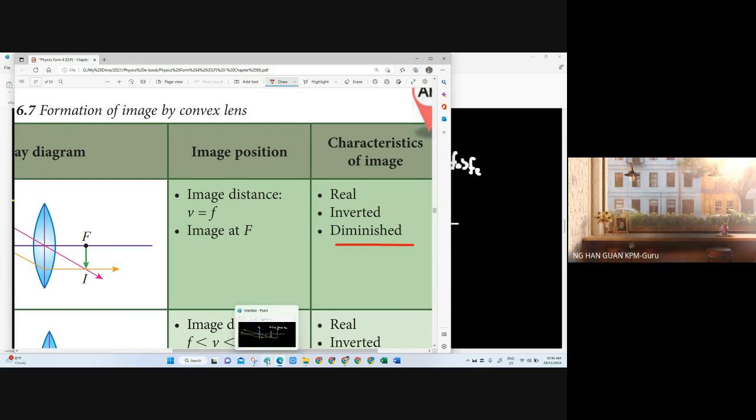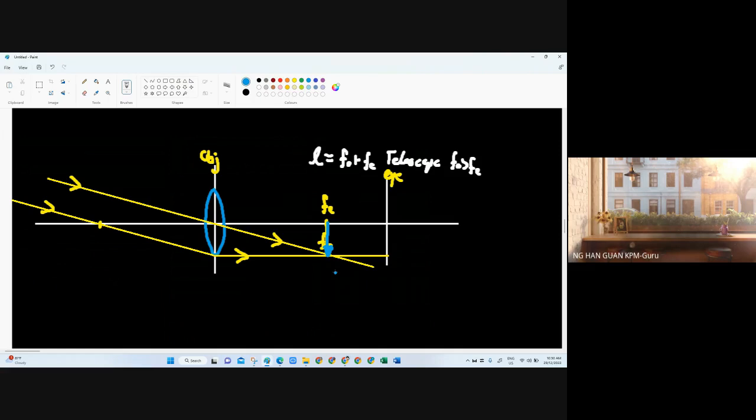Okay, this is the first image. It will be real. It must be real, either microscope or telescope. Your first image must be real, because if the first image is not real, then you cannot use it as an object for the eyepiece lens. Remember, the first image formed by the objective lens functions as an object for the eyepiece lens.